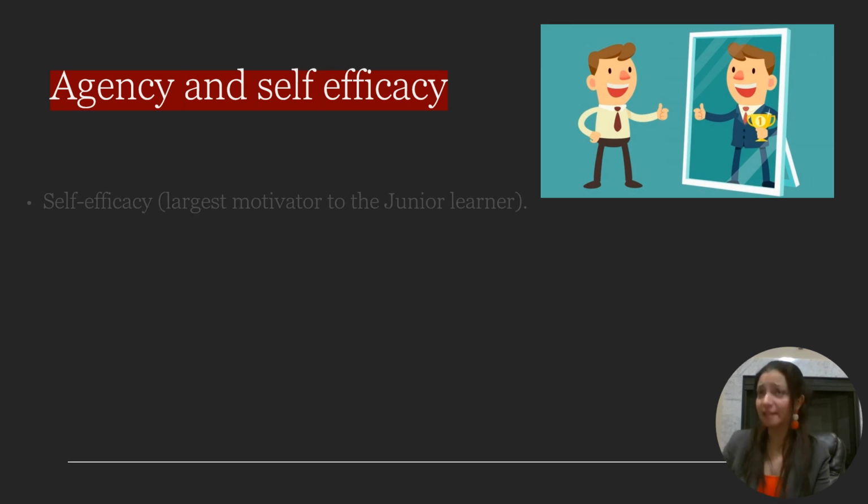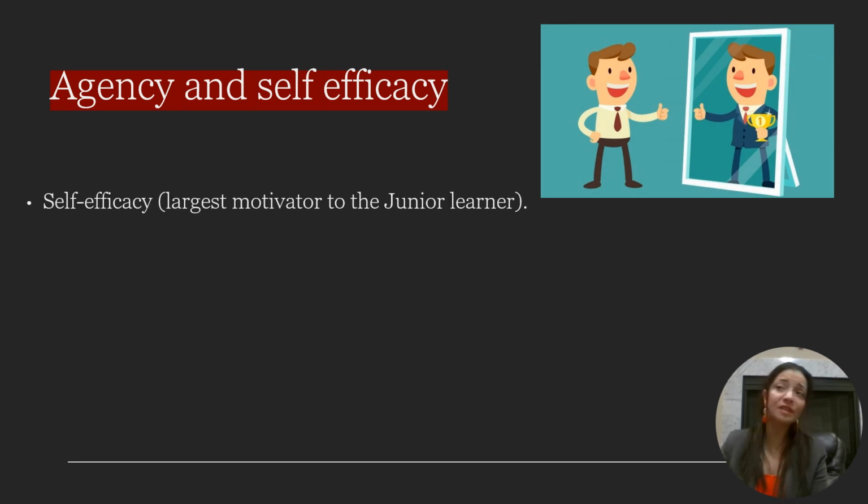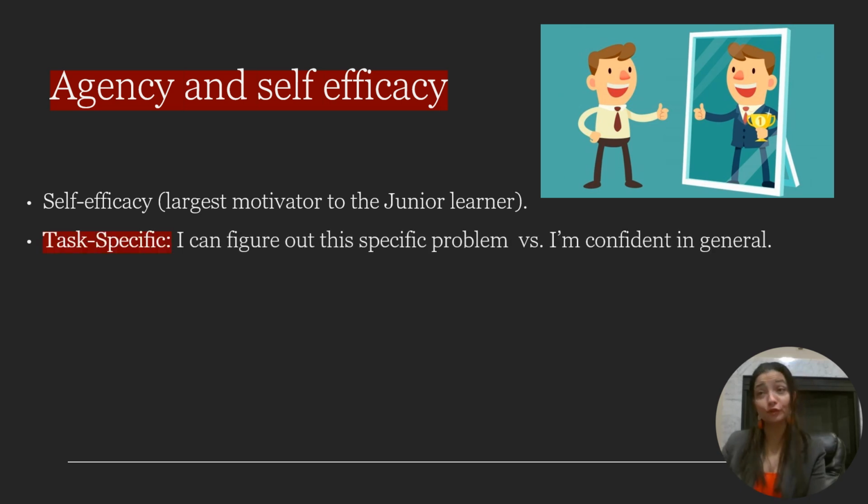Self-efficacy is very tied to agency, and it appears to be the largest motivator to the junior learner. Self-efficacy is not a general sense of confidence, but it's tied to specific tasks or domains. So it is task specific. For example, a student can think, "I can figure this out," the specific science problem, versus "I'm confident in general."